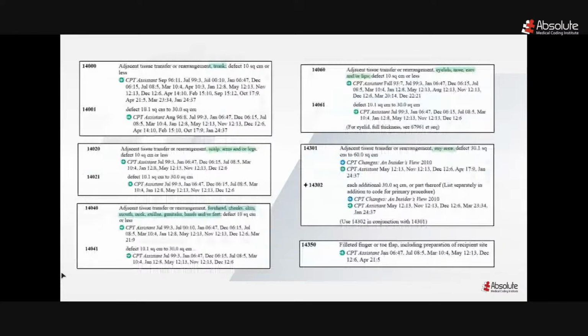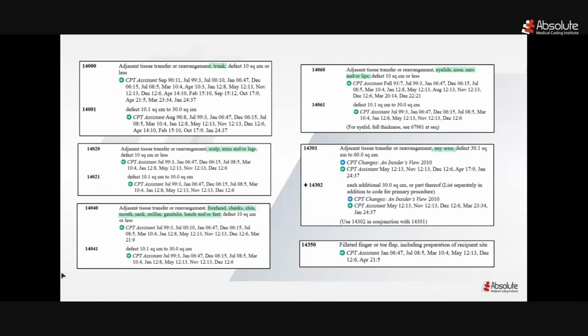Okay, cool. So these are the ATT procedure CPT codes. As you can see, these codes are grouped by the area of the body and the size of the defect. So for the ATT procedures performed for trunk, you have code series 14000 through 14001. And if an ATT is performed on scalp, arms, legs, you have code 14020 through 14021.